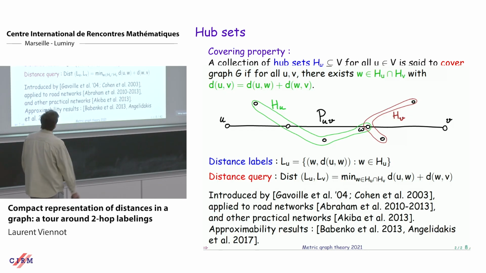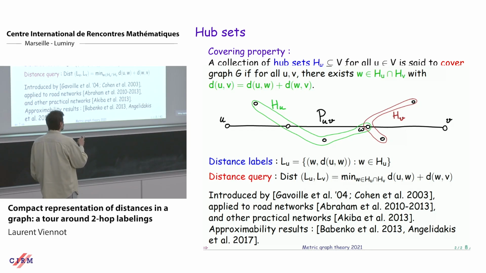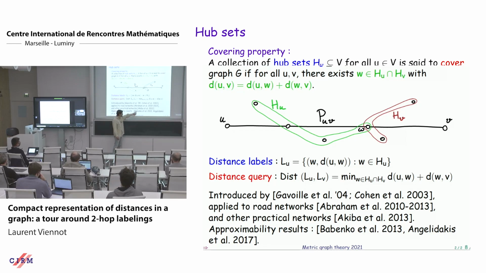So this idea of distance labeling and even 2-hop labeling was introduced in work by Gavoille et al. The problem of computing 2-hop labeling was formally introduced by Cohen et al. There is a nice line of work by Abraham et al. applying this kind of idea to road networks, and also to other practical networks by Akiba et al. And there are approximability results already in the work of Cohen, and you have some other references here.